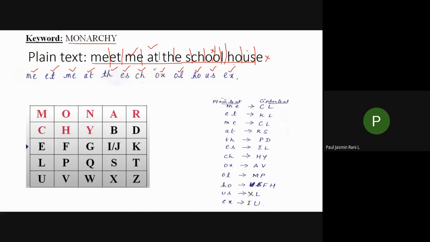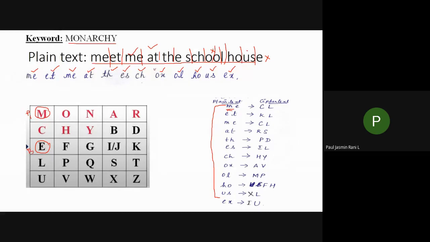After splitting the plain text into pairs, what do you have to do? You have to look at that plain text in your 5 cross 5 matrix. Using the keyword, you construct the 5 cross 5 matrix. Now, what is your first plain text pair? That is ME. Here you have M, and next you have E. So M is P1 and E is P2, the plain text.